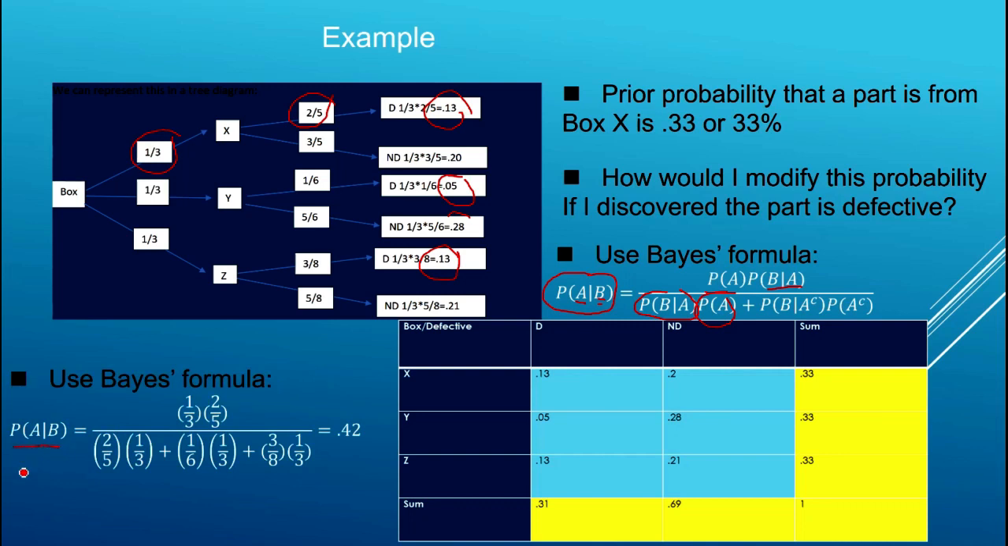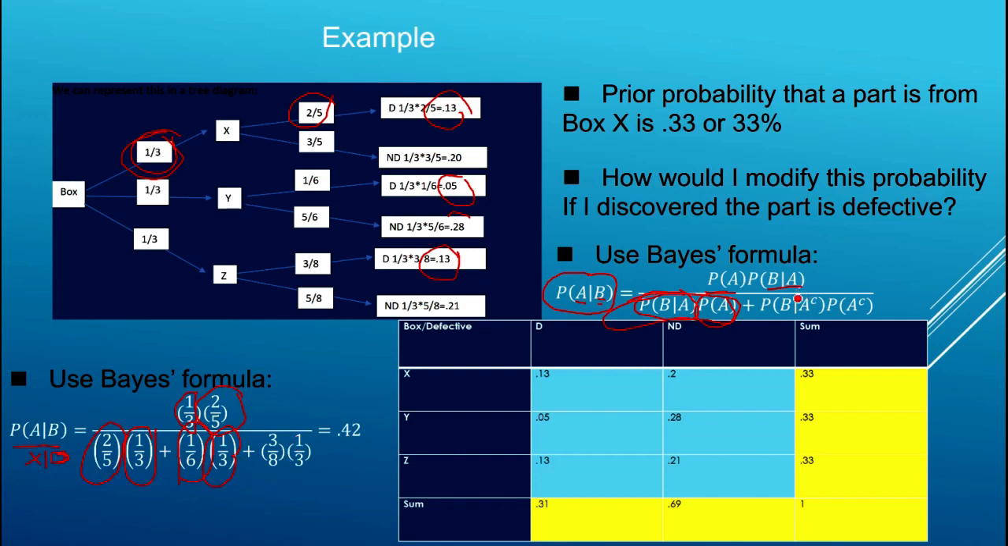The probability of A given B, where A is the event that we pick box X, and that is conditional on having knowledge or having discovered that B is equal to defective. We take the 1/3, which is the probability of selecting box X. We multiply that by the probability of a defect if we've selected box X. That is our 2/5. We then take that 2/5, the probability of defective given box X, and multiply it by the probability of box X, which is 1/3. That's this part of the formula, the first term in the denominator. Then we add the probability of getting a defect from box Y, which is 1/6, multiplied by 1/3, which is the probability of picking that box.